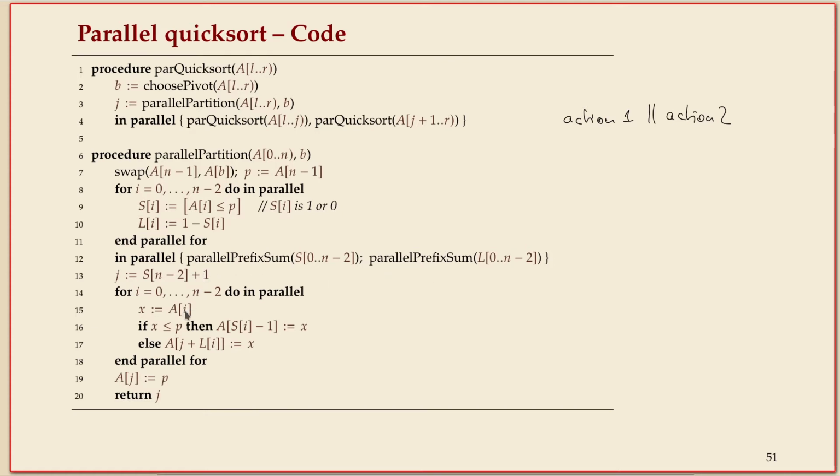And then we want to create two new arrays where, well, we reuse A to put all the small elements into the left part and the large elements in the right part, where we have this offset J, where J is the number of small elements in total.